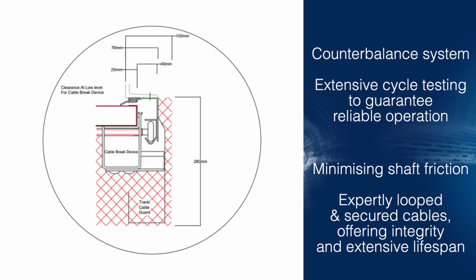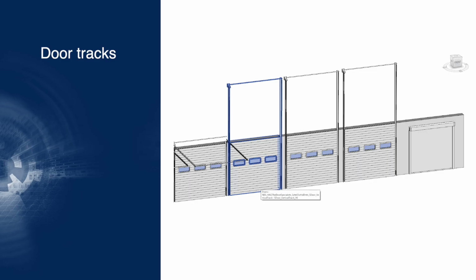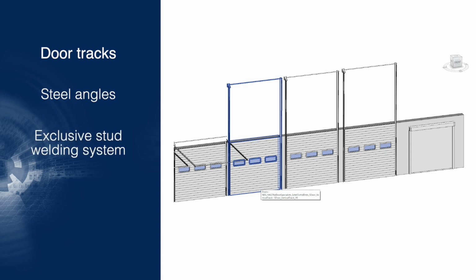These cables are expertly looped and secured using specialised machinery to ensure the integrity of all connections, whether during standard daily use or under more demanding conditions throughout the door's operational lifespan. As part of full compliance with CE legislation, spring brake devices are installed. The galvanised door tracks are meticulously crafted and engineered to guarantee the seamless movement of the bearings. This is achieved by securely mounting them on galvanised steel angles using an exclusive stud welding system, which ensures a rock-solid seal to the building.